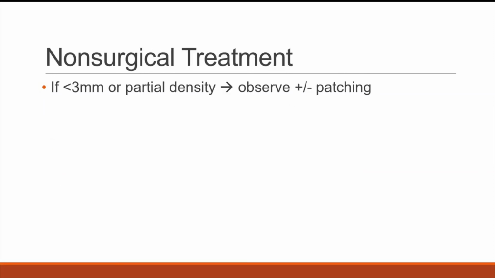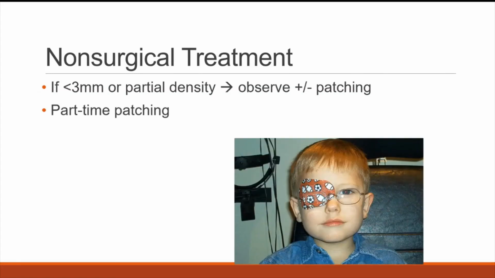If a cataract is less than 3 millimeters or not very dense, you can pursue non-surgical treatment. You can use part-time patching to prevent amblyopia. Placing a patch over the better eye impairs its ability to focus and forces the brain to favor the weaker eye, ensuring adequate cortical visual pathway development. Cataracts that are eligible for non-surgical treatment must be monitored regularly for progression.